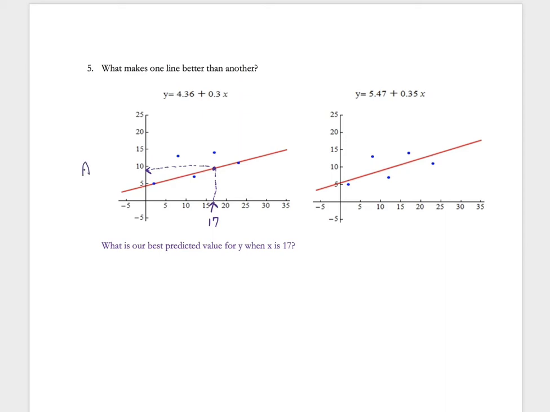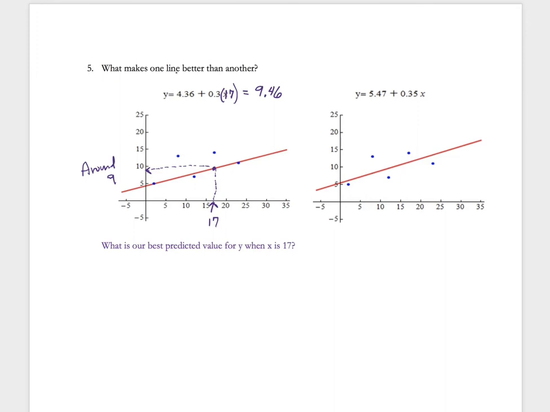From the line, it looks like maybe this estimate is somewhere around 9, but my lines are all crookedy, so that certainly is not exact in any way. If we want an exact value, we would use the equation for that line, and in place of x, we would put the number that we have, 17. 0.3 times 17 plus 4.36 gives us an answer of 9.46.